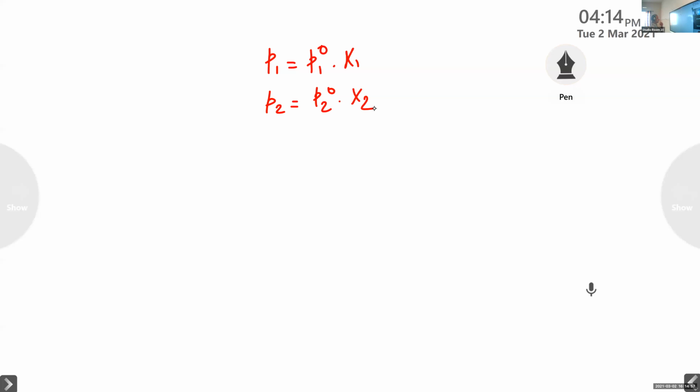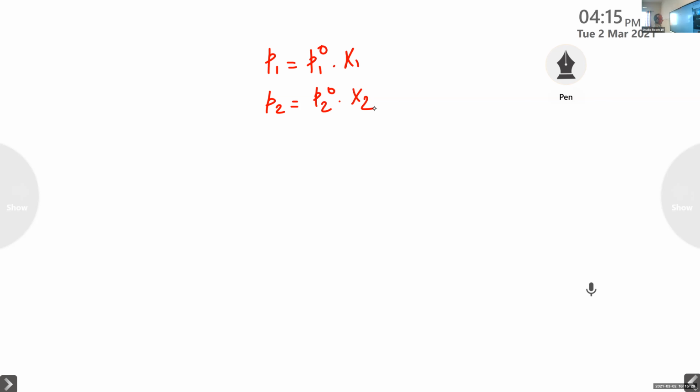Now let us try to draw a graph between the partial vapor pressure and the mole fraction. Okay, we just remember up to this. The time is over.